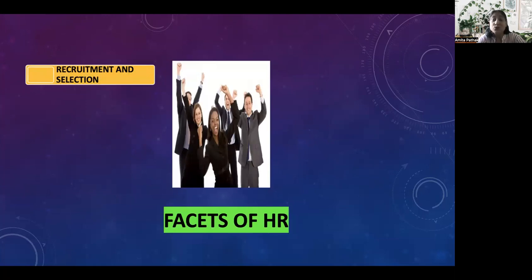Mostly recruitment and selection. That is, as per the manpower planning, HR professionals in their domain will perform recruitment-related tasks and selection of employees as required, as per the budget and the manpower planning of the organization. So hiring of new employees and their selection. This is a whole process. This is one of the facets of HR.